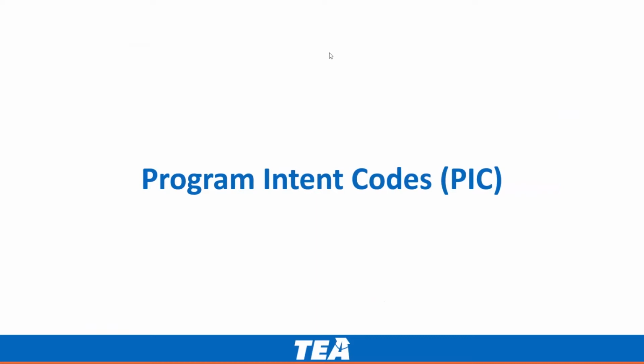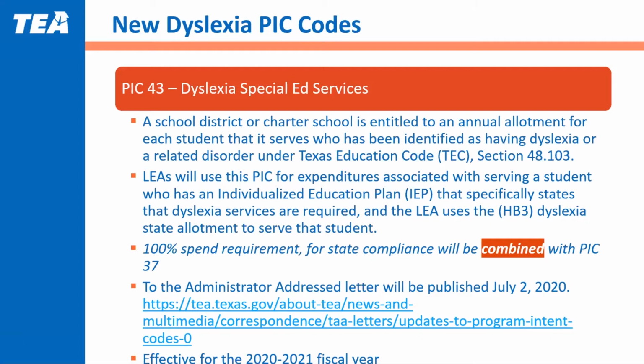So we're moving into program intent codes. There was a specific program intent code I wanted to discuss. I've talked about it a few times, but I want to make sure that I can provide some clarity on it and its use. And that new PIC code is PIC 43. We did send out a TAA early summer to describe what it is, and we titled it Dyslexia Special Ed Services.